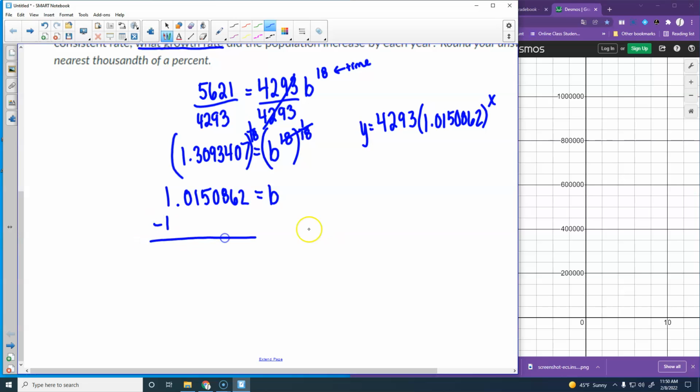Very good. We subtract the 1. You can do this in your head if you want. And then move your decimal 2 places back over to make this a percentage. So we got 1.50862%. I think the question says to round to the nearest thousandth of a percent. How many decimal places is that? 3. So thousandth is 3. We'd be cutting it off right here. So we do 1.509%.